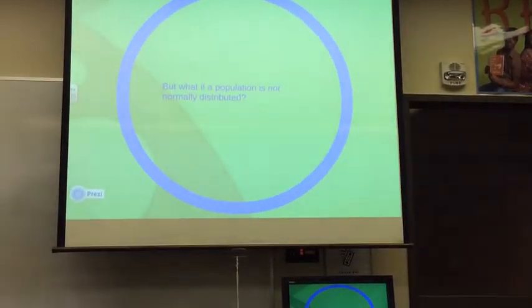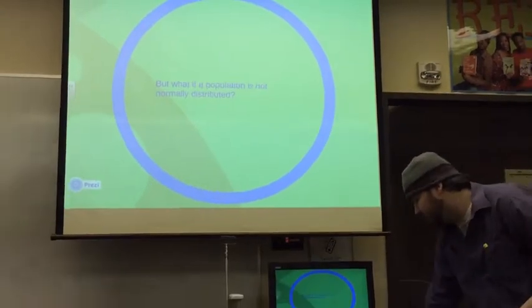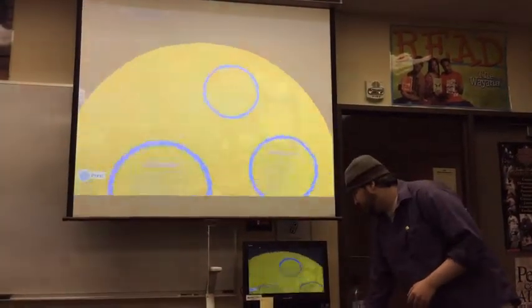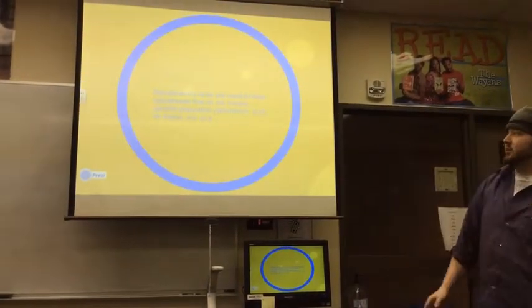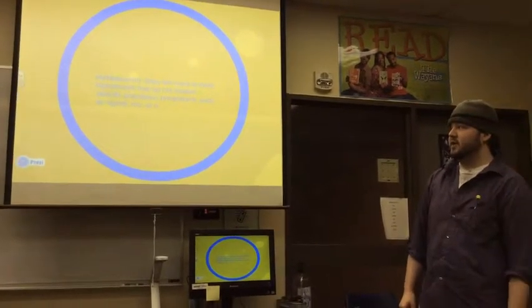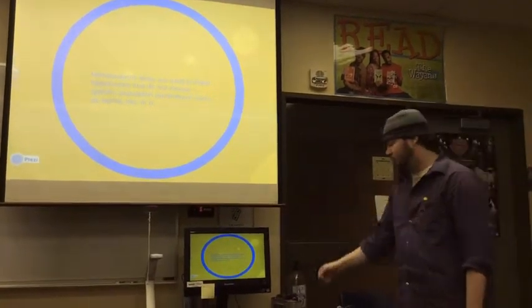So what do you do if a population is not normally distributed? Which takes us, of course, to non-parametric tests. Non-parametric tests are used to test hypotheses that do not involve specific population parameters such as sigma, mu, or p.